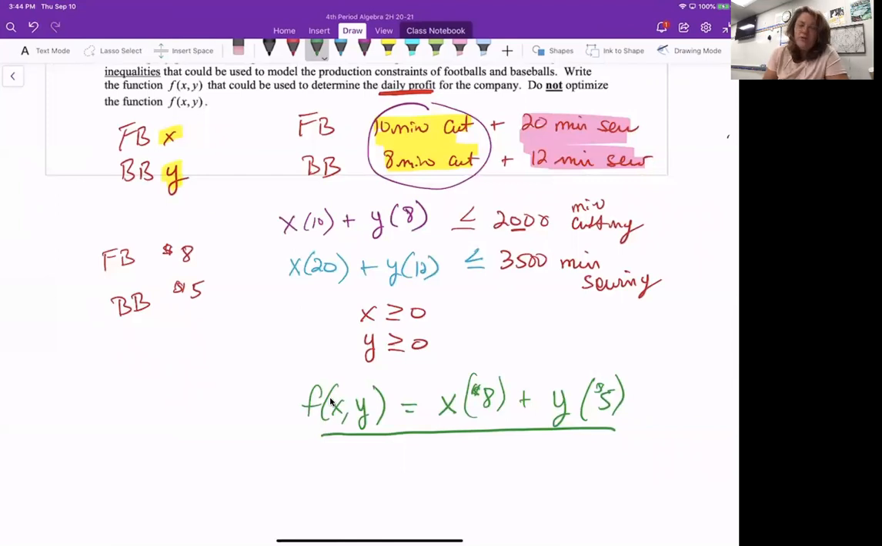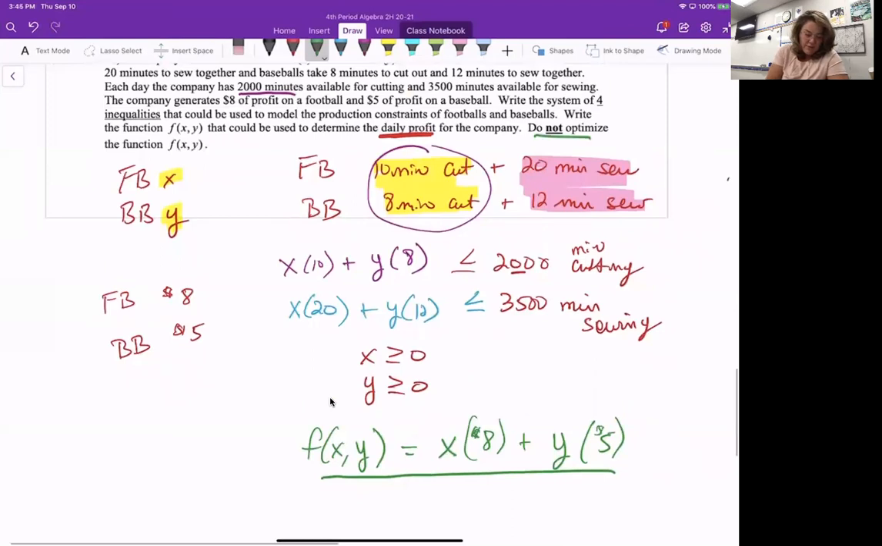I would graph those 4 inequalities, find the vertices, and plug them into my function to determine which vertex optimizes it. But it did not ask you to do that. It said do not optimize the function. So we have answered the question: we have 4 inequalities, here's 1, 2, 3, 4, and we wrote the function f of x and y that can be used to determine the daily profit for the company. Okay, that concludes my solutions for this quiz. Message me if you have any questions.